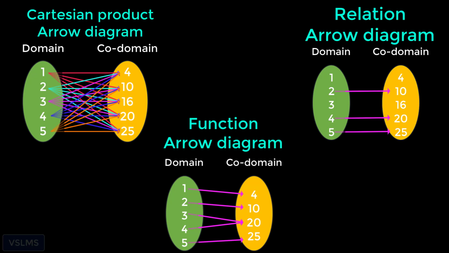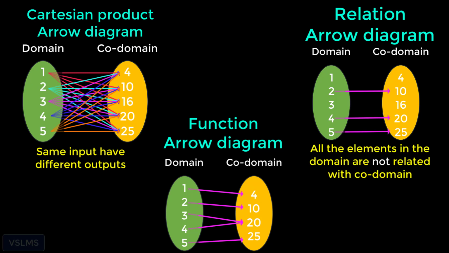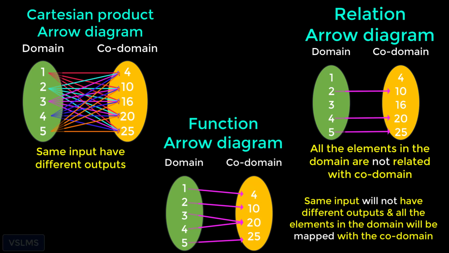Next, functions. Closely observe the arrow diagrams of Cartesian product, relation and function. In the Cartesian product, the same input has different outputs, and in the relation arrow diagram, all the elements in the domain are not related with the codomain. In the case of a function, the same input will not have different outputs, and all the elements in the domain will be mapped with the codomain.